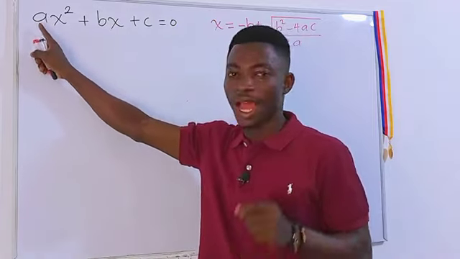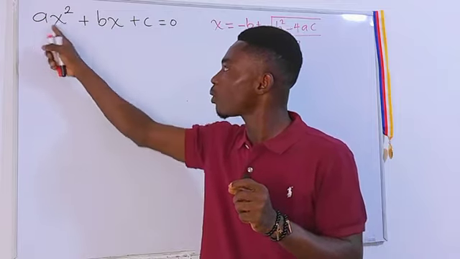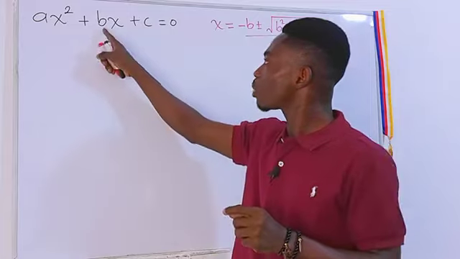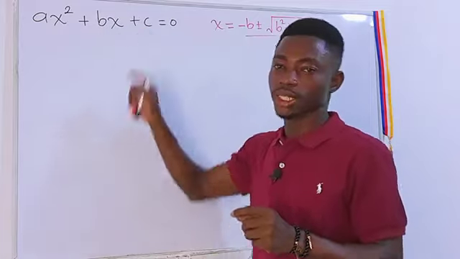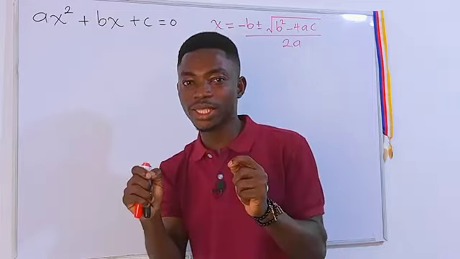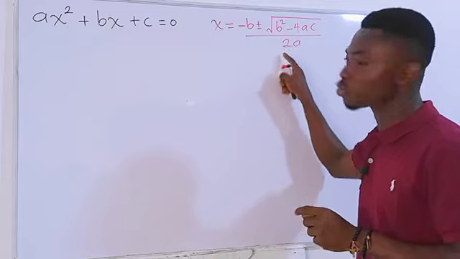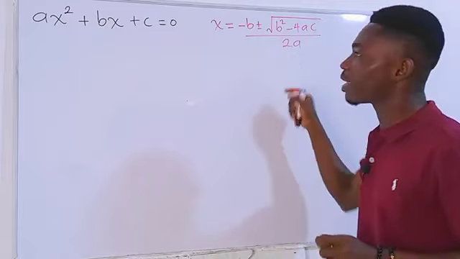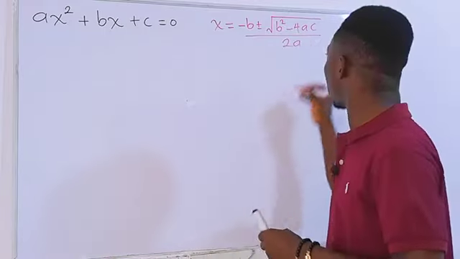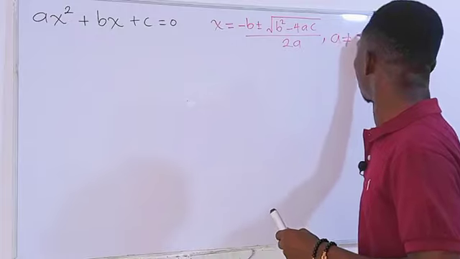This A can never be zero, and the reason is that if it is zero, then the term will disappear, and if it does that, then we are going to have bx plus c, which is never a quadratic equation. And again, if A is equal to 0, then right here we are going to have the denominator to be 0, which will make everything undefined. So before we start, it is important for us to state that A is never equal to 0.